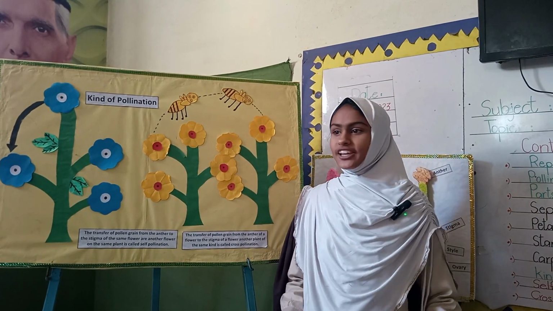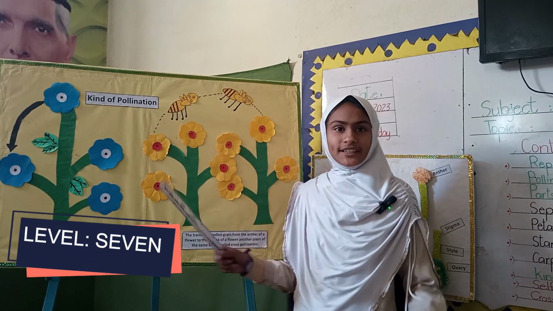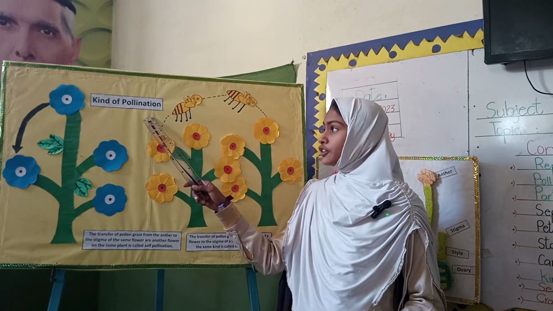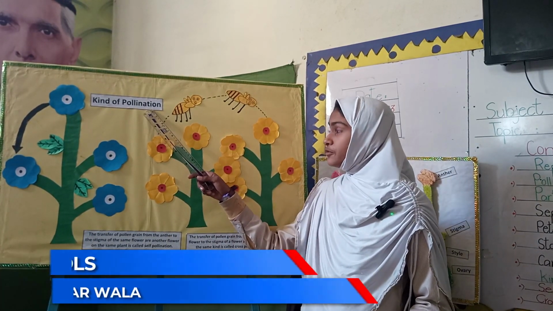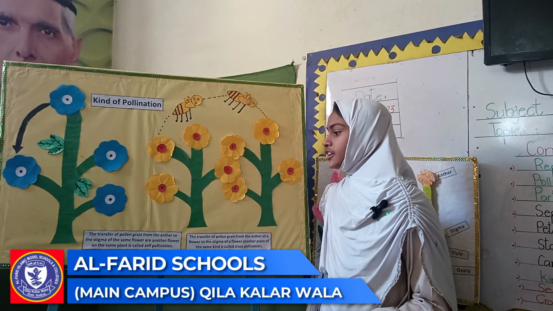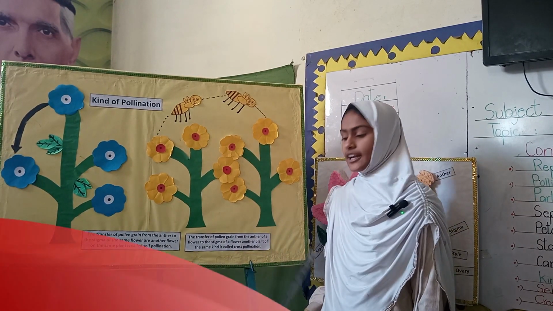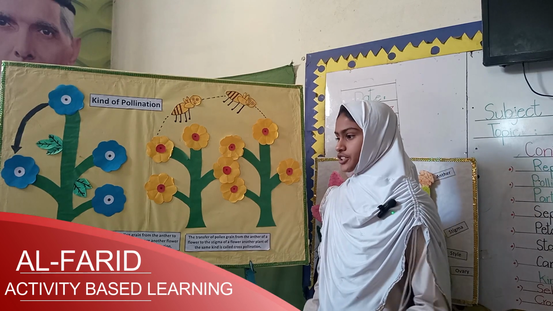This is Fazanur. Today I am going to tell you about what is pollination. The transfer of pollen grains from the anther of the flower to the stigma of the flower is called pollination. There are two kinds of pollination. Firstly, self-pollination and secondly, cross-pollination.